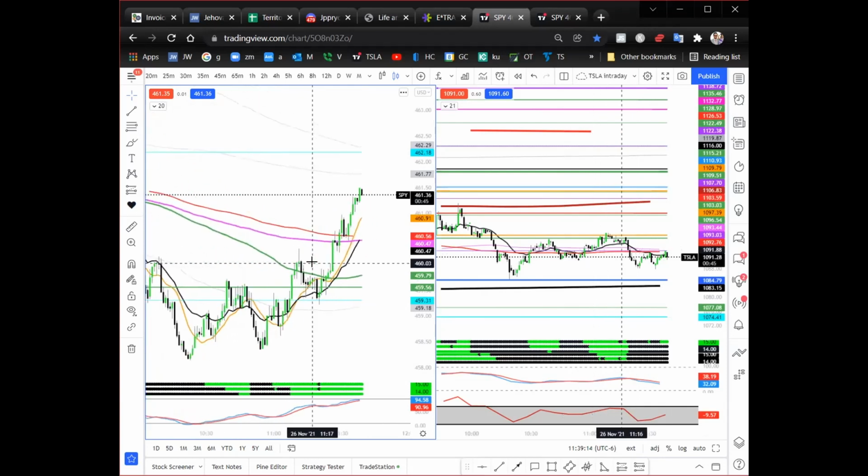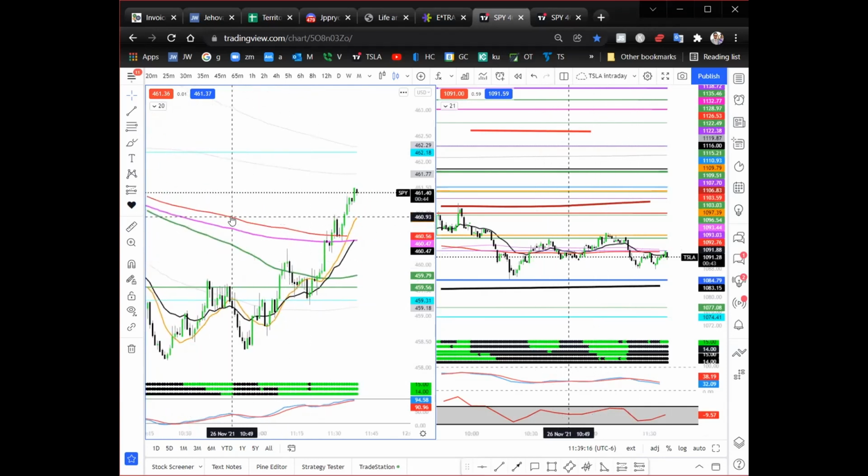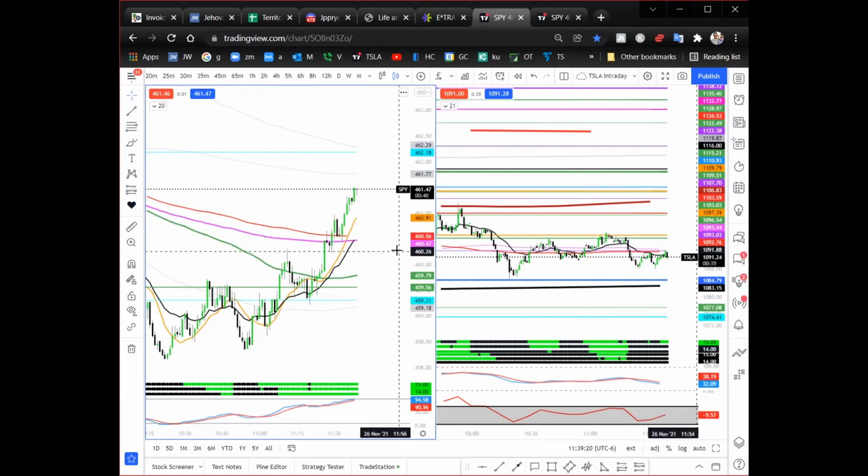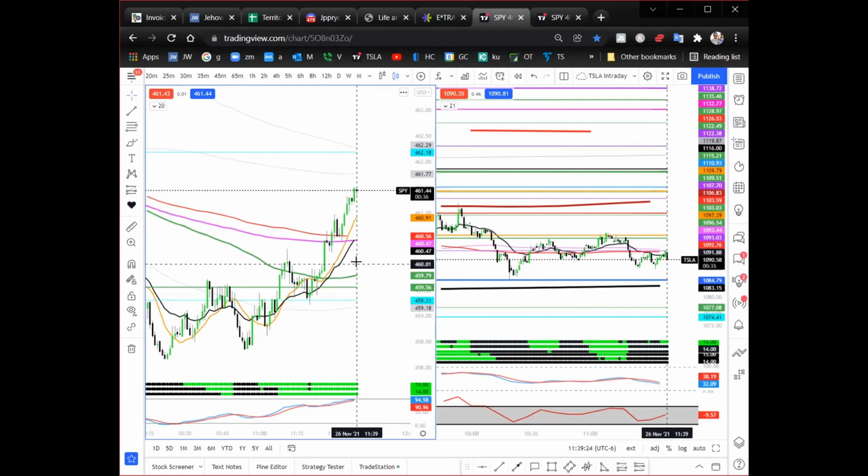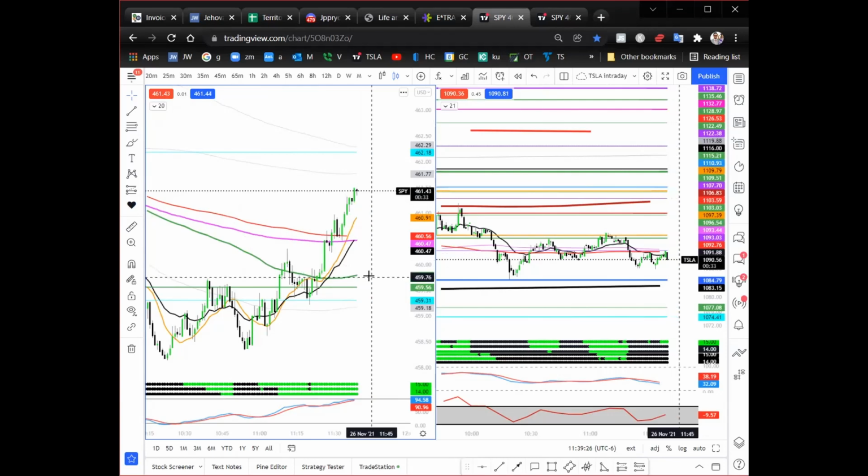Okay, I wasn't aware of that. Yeah, and you know what this red line is right here? This is the 5-minute 50 MA. Oh, that's great. Okay, I didn't know that. Yeah, well, the Precision Indicator course that I have has it all in there.